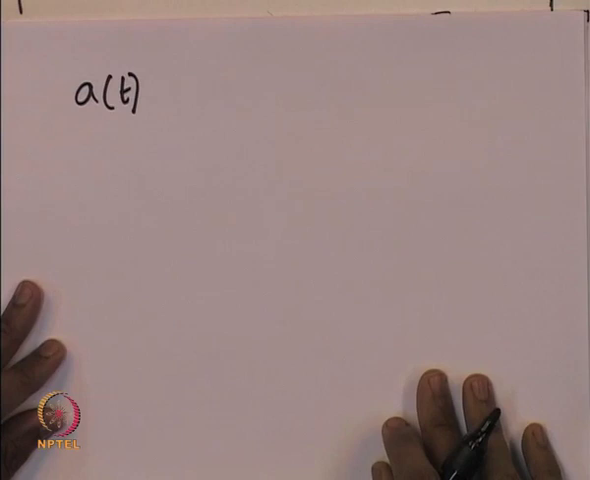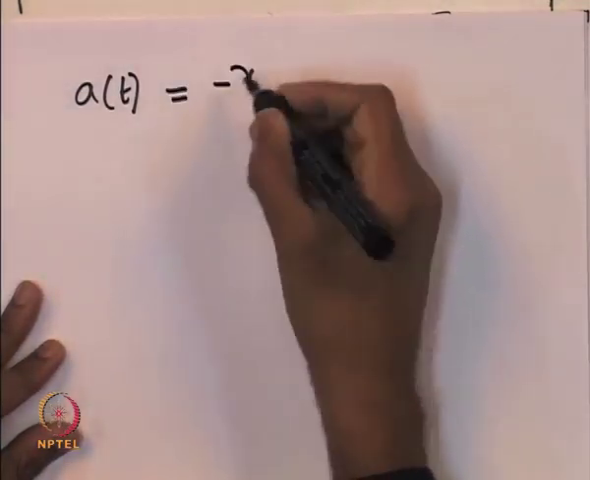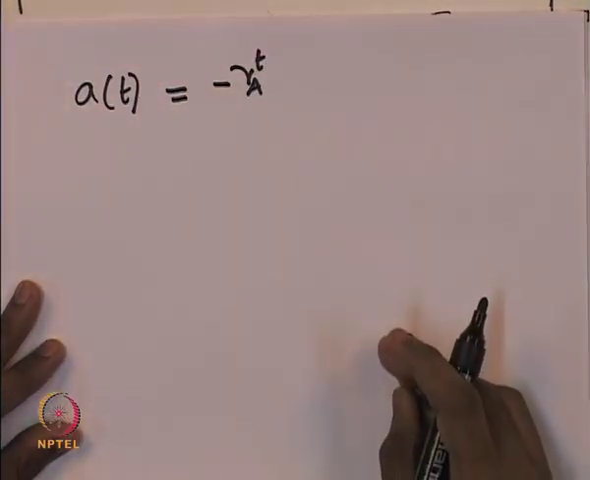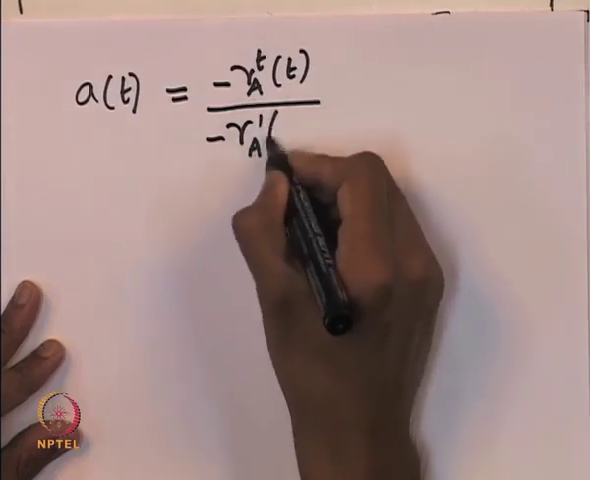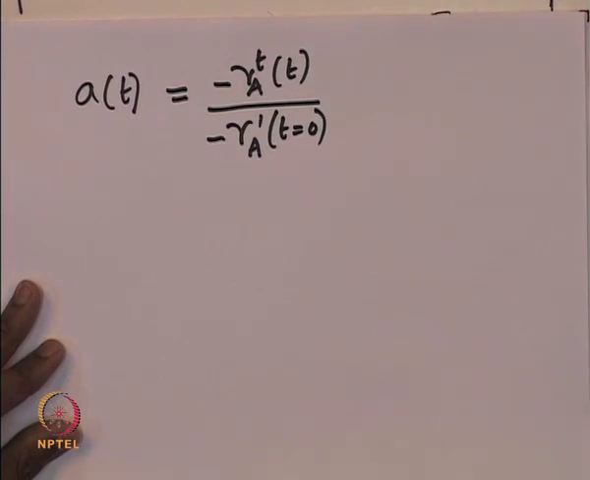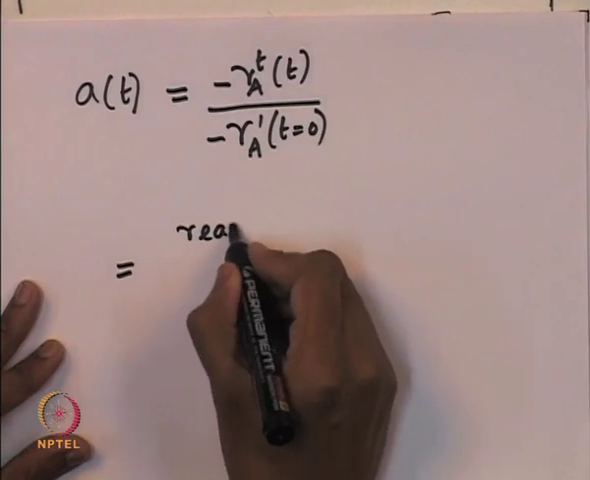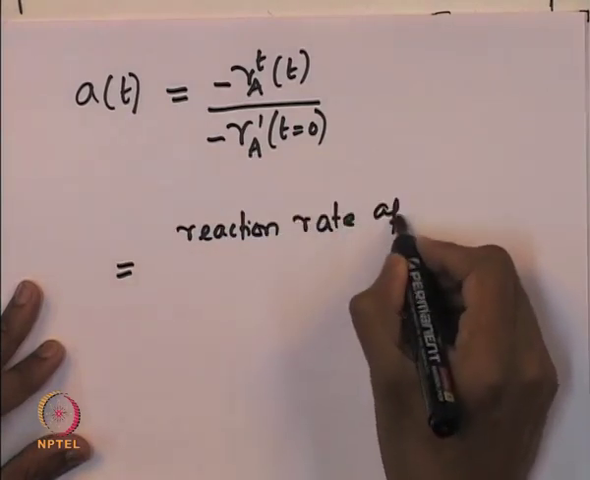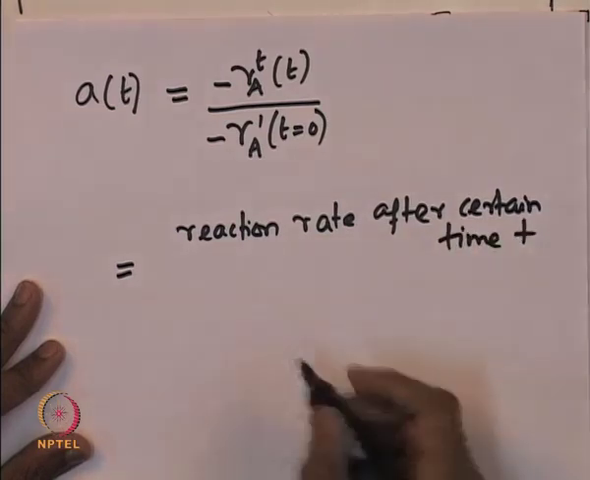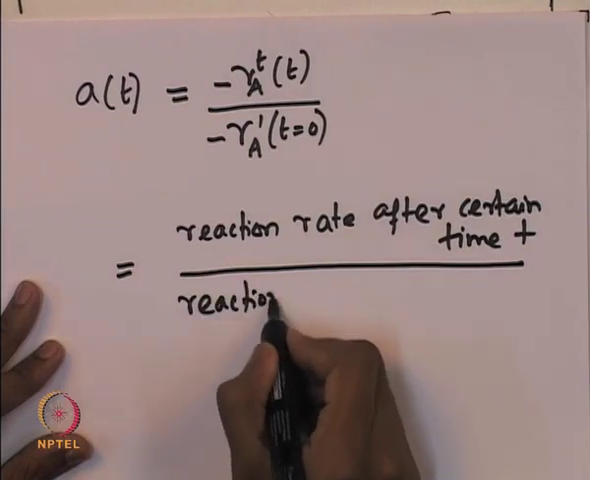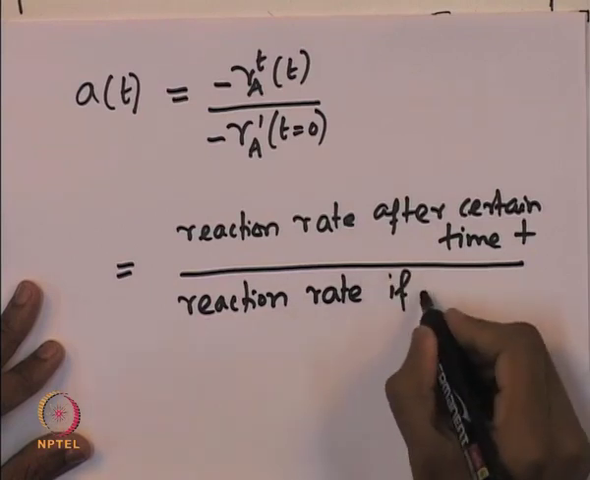Now, when we talk about separable kinetics, the most important quantity that needs to be described is the activity of the catalyst. So, A of t, which is the activity of the catalyst, is defined as the reaction rate on the catalyst at a given time, divided by the reaction rate in the same catalyst if it were a fresh catalyst. Okay. So it is the reaction rate after the catalyst has been used for a certain time t, divided by the reaction rate if it is a fresh catalyst.